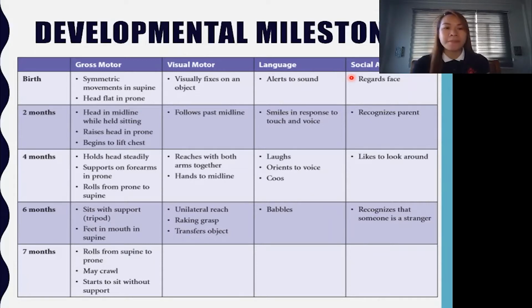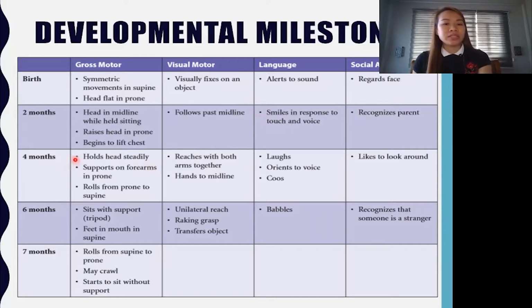At 2 months old, we see that the head is midline while held in sitting position. They raise their head in prone, so they already try to extend their head when they are on their abdomen, and they begin to lift the chest. With visual motor, they now start to follow past the midline. So dati, nasa gitna lang, they now look at the other sides. For language, they smile in response to touch and voice, especially that of their mother. And of course, they start to recognize their parent.